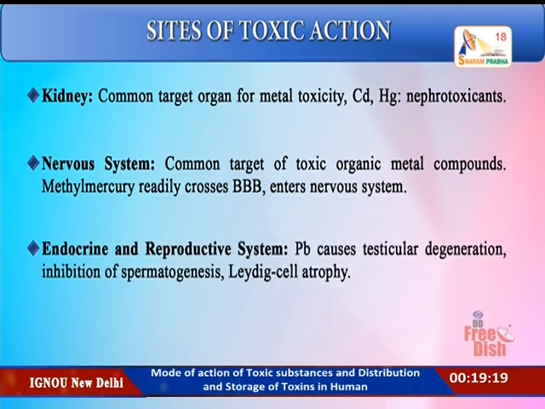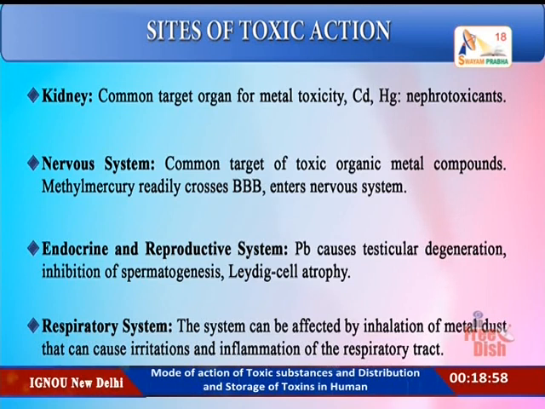The endocrine and the reproductive system. So, lead can cause testicular degeneration, inhibition of spermatogenesis and also Leydig cell atrophy. So, all these organs can be affected due to the several and different kinds of toxicants, especially the heavy metals we have taken in this case.